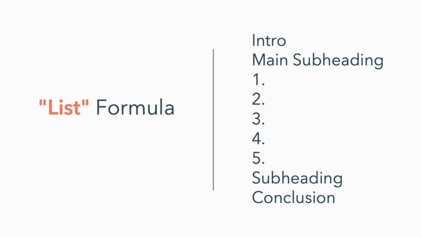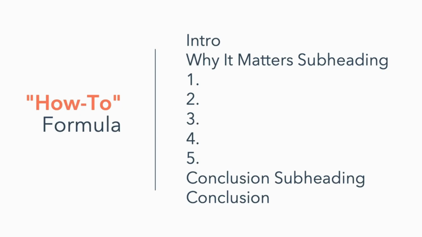One easy structure to use is the list formula. Starting with an intro, list out the main points of the article, and then wrap it all up with a strong conclusion. The how-to formula is another easy to use and logical format. It begins with an introduction. There's a section on why this matters to the reader that provides more context, and then you provide details on how to do something in a list format.